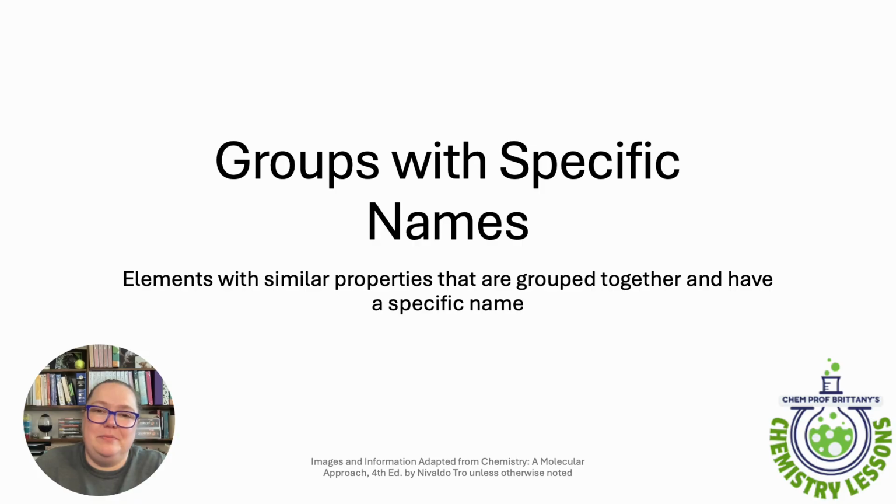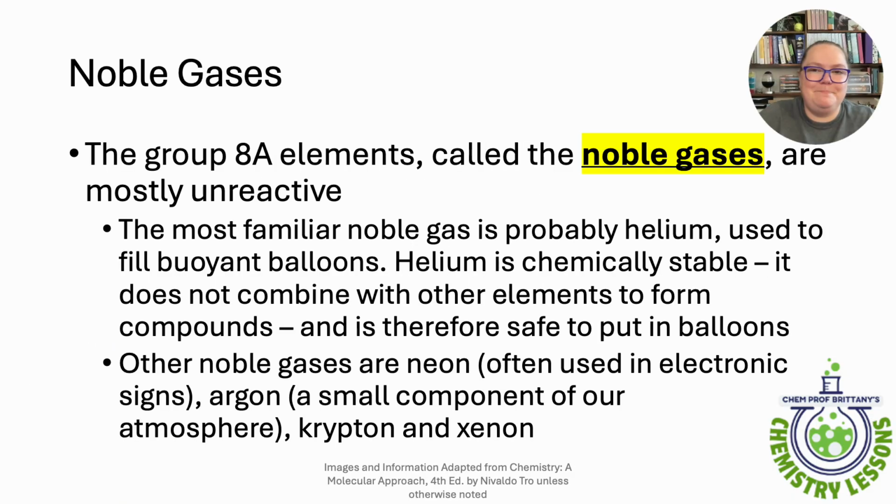This lesson is going to be about groups of atoms or groups of elements with specific names. So we group elements with similar properties together on the periodic table, and then sometimes those groups get specific names. So let's get into it.